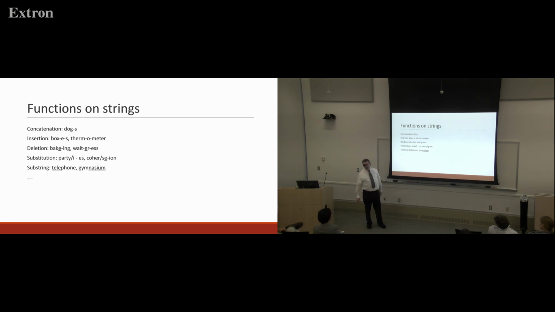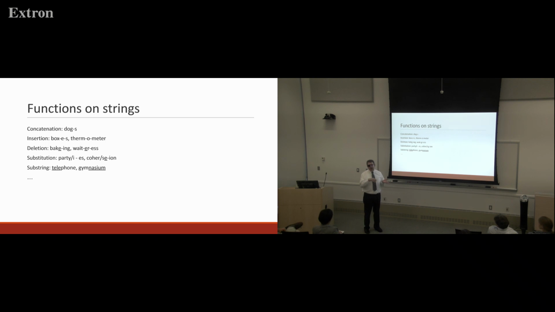And then we can have other things like deletions. In this case, from the spelling, in baking, we drop the E and add ing. I'm sure you heard that in second grade. And in waitress, we drop the E when we add ess, which you probably didn't hear in second grade. And you have other sorts of substitution. Then our evaluation of the data structures is how efficient and effective they are at doing all of these different computations.